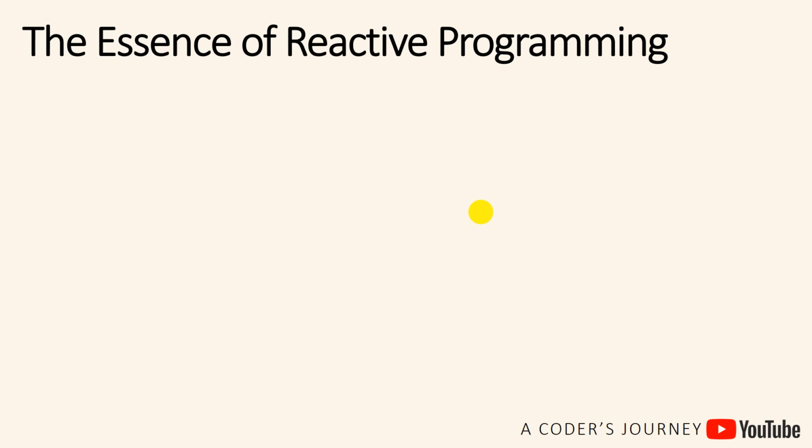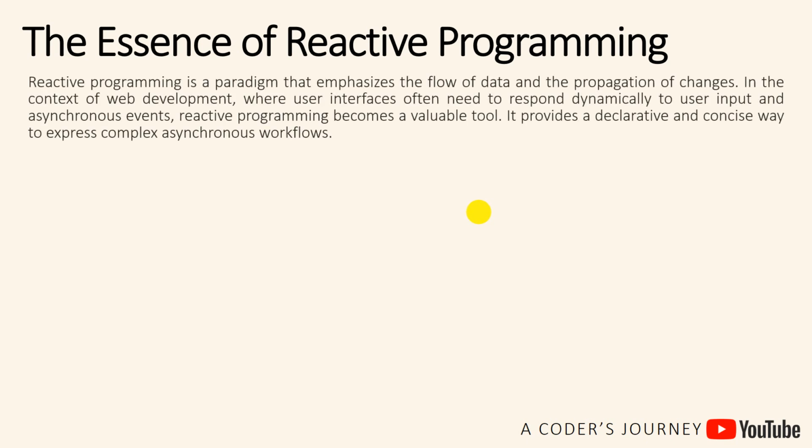Now, in this video, I want to talk about reactive programming. In order to understand RxJS and what RxJS is all about, it is better if you guys know a thing or two about reactive programming. Reactive programming is a paradigm that emphasizes the flow of data and propagation of changes. So it is about how data moves in your application, right? The flow of data and the propagation of changes, how changes propagate or move from one place to the next one.